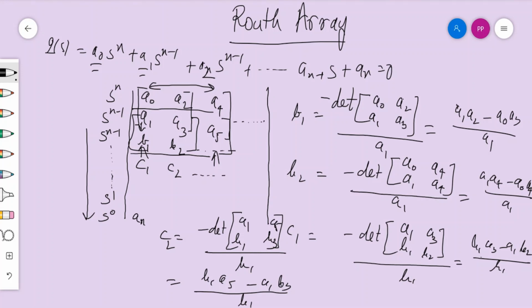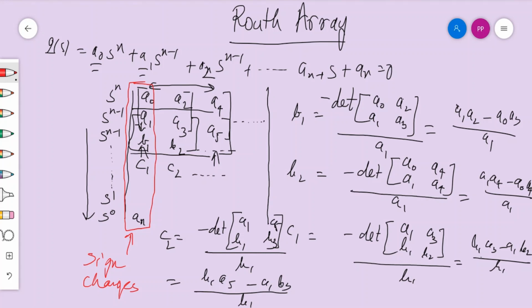coefficients or the elements of the Routh array can be obtained, where the sign of the first column will be important for us. So we see that the sign of the first column, this column, will give us the stability analysis for the system. So we study the sign changes over here.